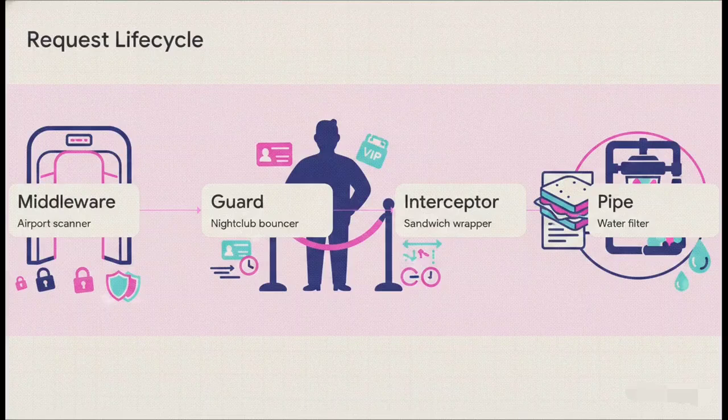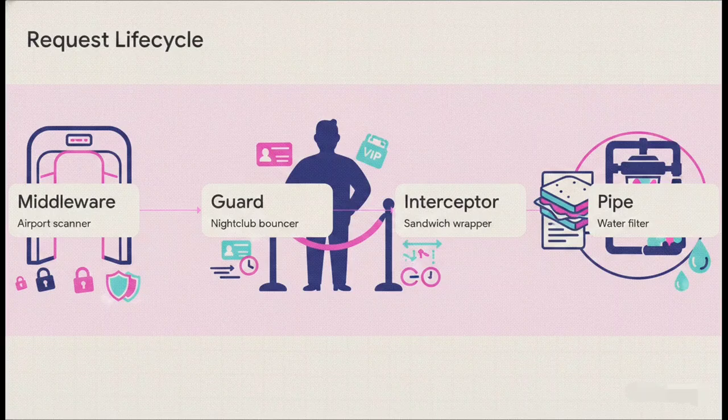Understanding the exact order of the request lifecycle here is absolutely crucial. Before a request ever actually hits your controller, it has to survive what is essentially a gauntlet. Step 1 is middleware. This is your airport body scanner. It checks raw, Express-level security headers or rate limits just to ensure nothing obviously dangerous enters the building.